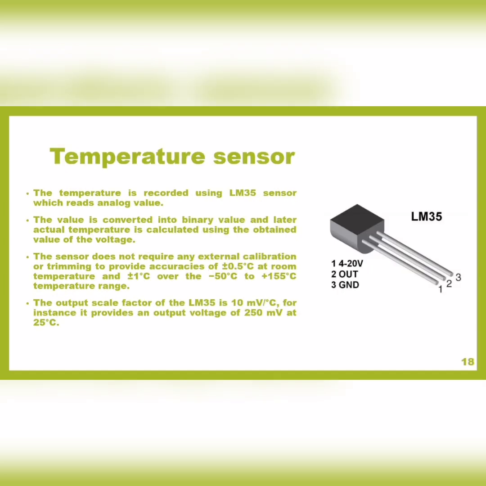Next comes the temperature sensor. The temperature is recorded using the LM35 sensor, which reads an analog value. The value is converted into a binary value and later the actual temperature is calculated using the obtained value of the voltage. The sensor does not require any external calibration or trimming to provide accuracies of plus or minus 0.5 degrees C at room temperature and plus or minus 1 degree C over the minus 50 degrees Celsius to 155 degrees Celsius temperature range.